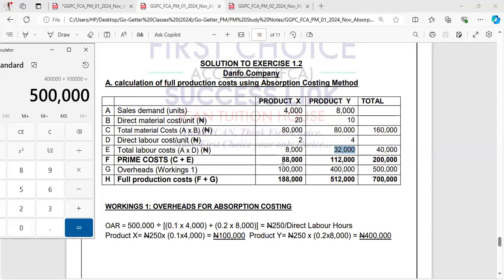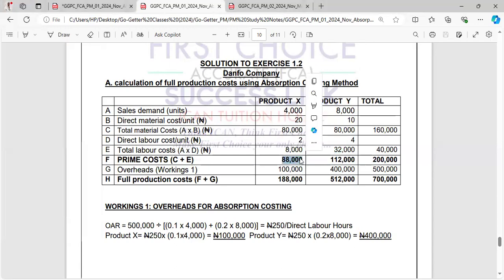So it means that the full cost will be 88 thousand, which is the prime cost, plus the 100,000, which is the overhead, gives us 188. Here, the prime cost was 112, sorry, while the overhead is 400,000, which gives us 512. And of course, for the total, it is 700 for the whole cost. Now, this is the absorption costing method. Very direct, very straight, no issues.